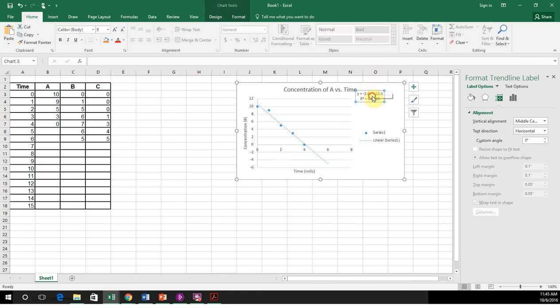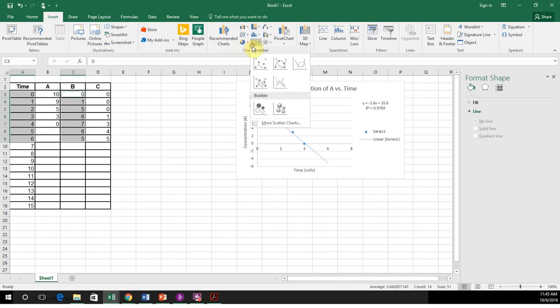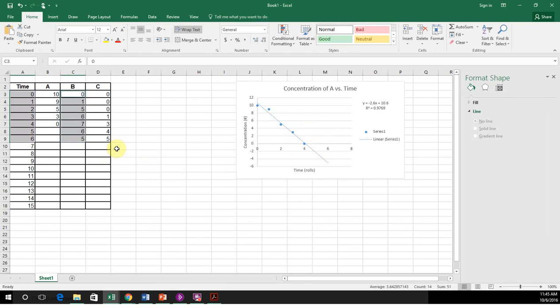Now this is for part A. You're actually going to do this for part B, but I want to just make sure we show you what it's going to look like. For time, now you're going to end up having a lot more data for B, but that's okay. I just want to show you what you're going to compare. You're going to insert your graph. That's for A. So that's concentration versus time.